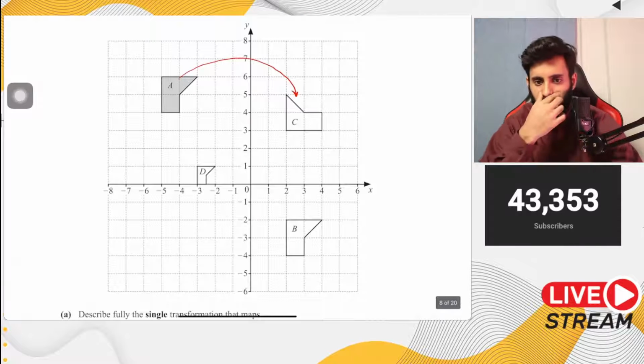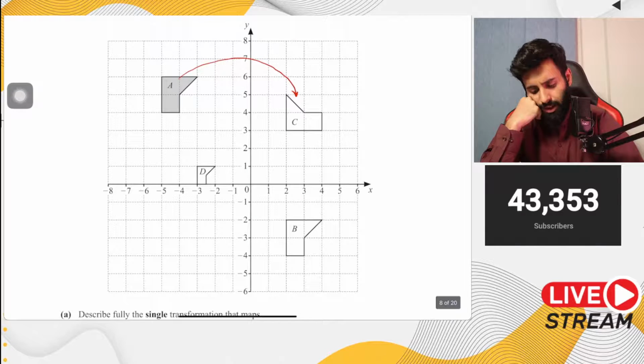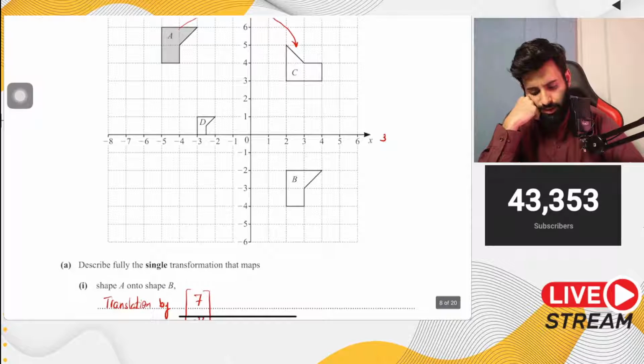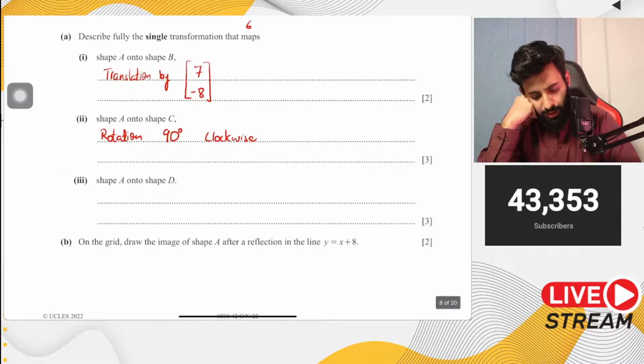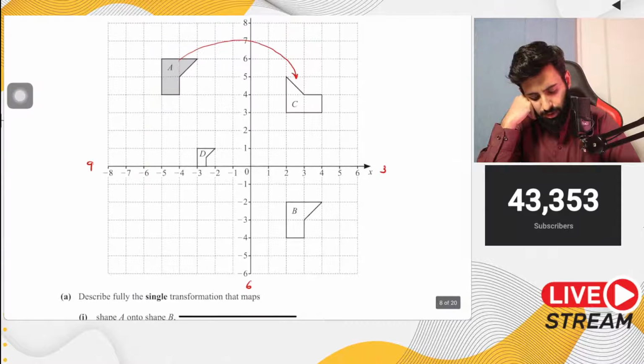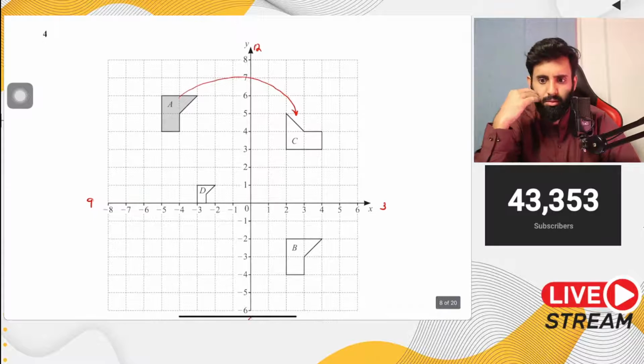How is it anti-clockwise? Is it clockwise or anti-clockwise? 12, 3, 6, 9. So we're going from 9 to 12, and it's A onto C. Yeah, so it's clockwise. It's not anti-clockwise.